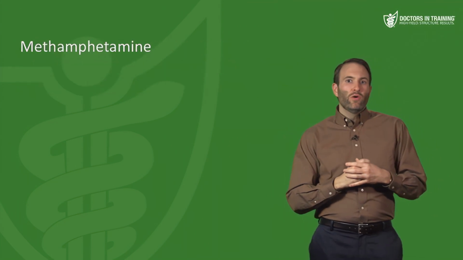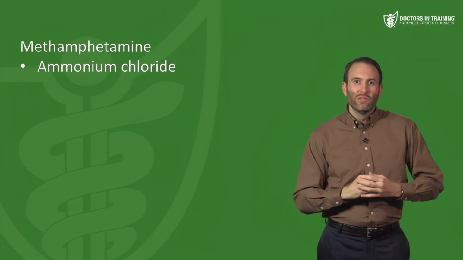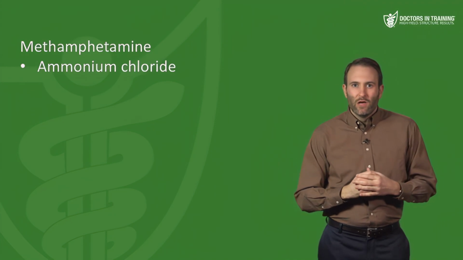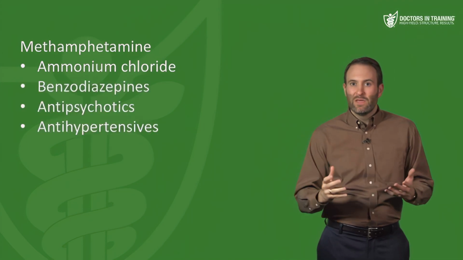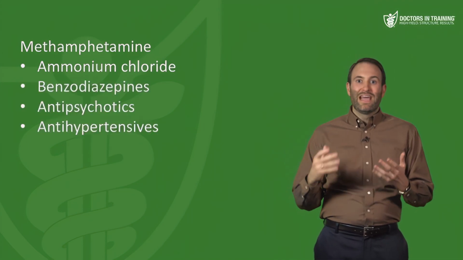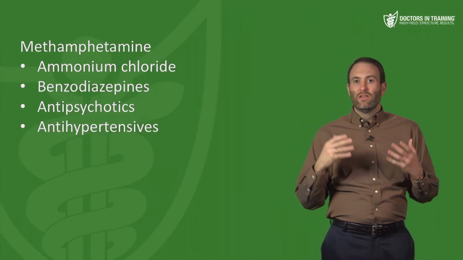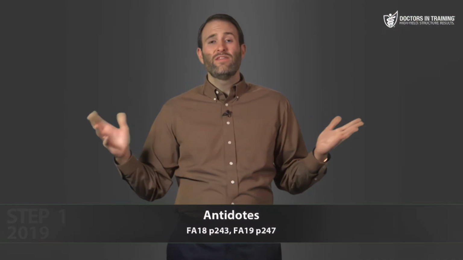So what's the antidote? Well, you give ammonium chloride, which will act to acidify the urine, which will then help with clearance. Now, most of the time we treat the symptoms with benzodiazepines, antipsychotics, or maybe even antihypertensives to decrease elevated blood pressures.